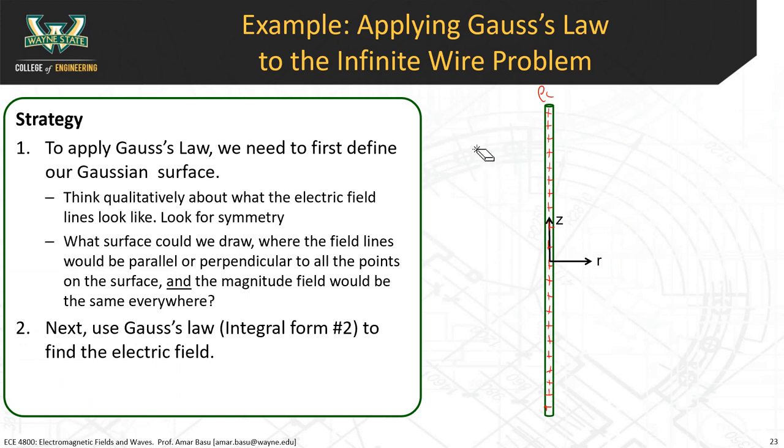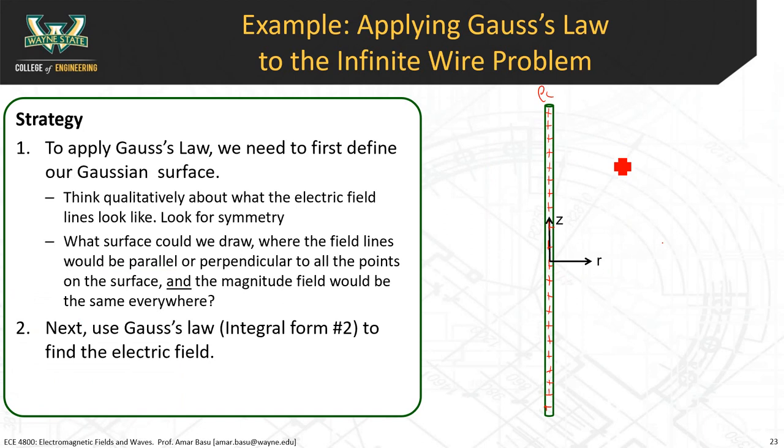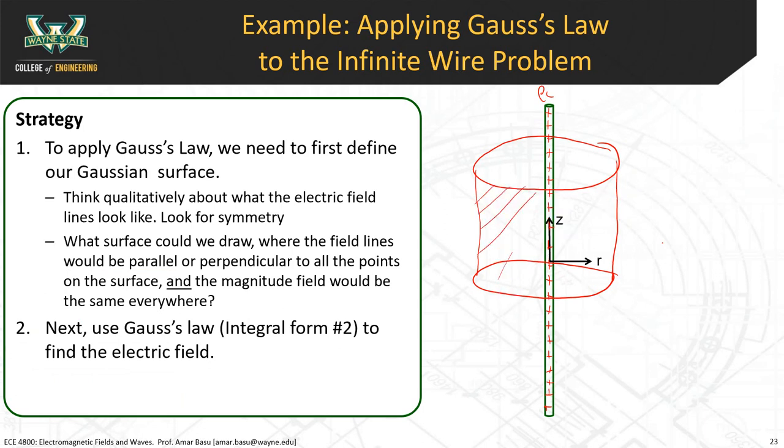So an appropriate Gaussian surface to use in this problem is a cylinder. Okay, and more specifically, it is this portion of the cylinder, the outside portion of the cylinder, not the top or the bottom. So I'm just going to delete that to keep this clear. Just the outside portion of the cylinder. Why is that? Let's look carefully at this.